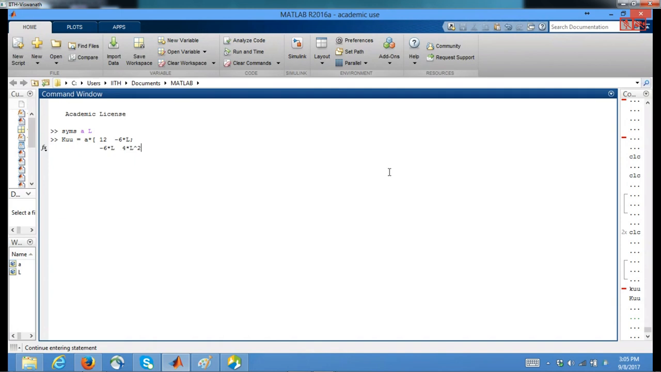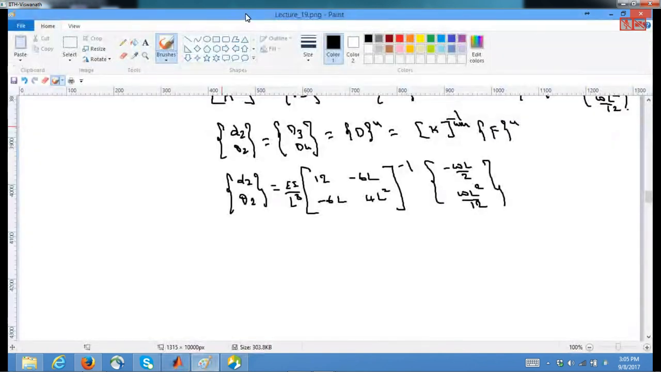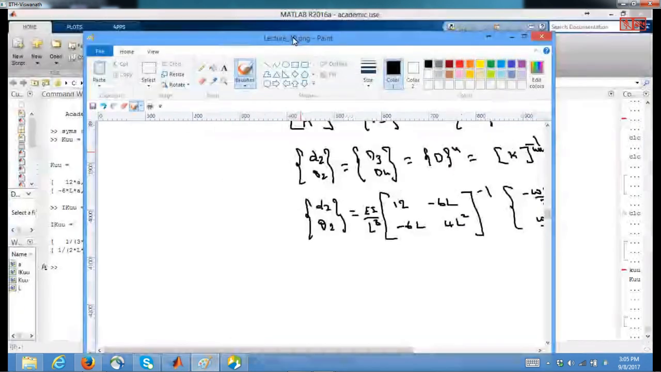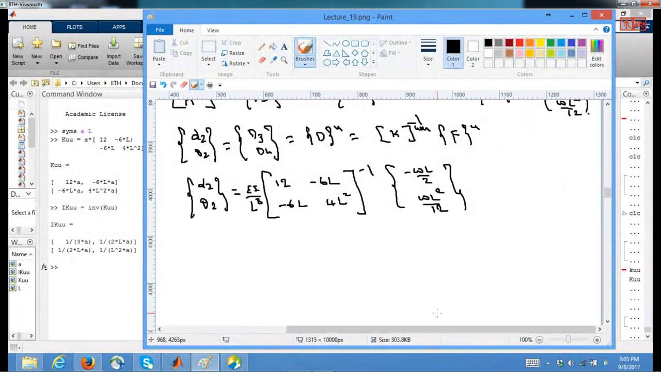equals to inverse of AUU. That turns out to be... here when I'm solving the problem, I considered this guy as A. So that is the thing.